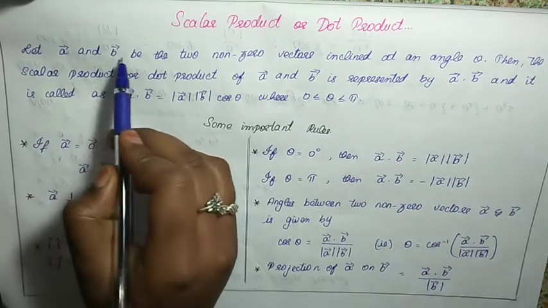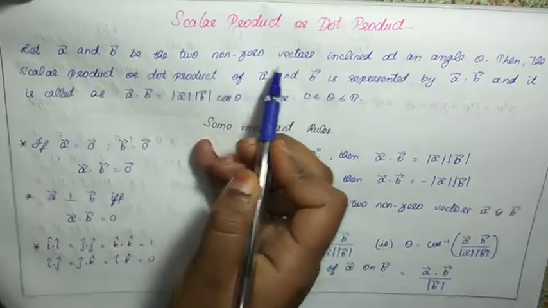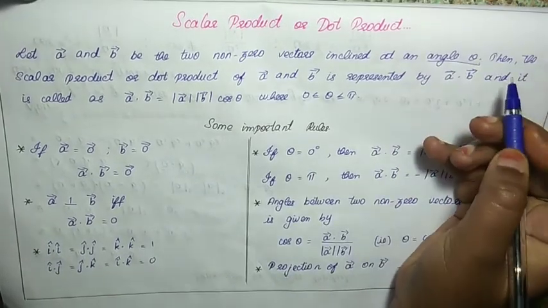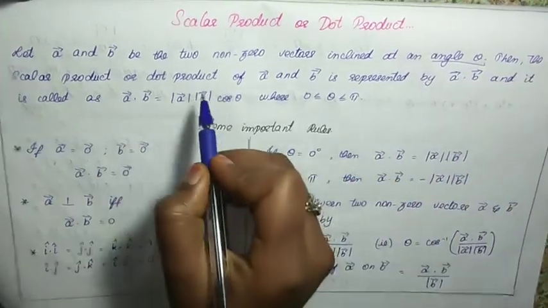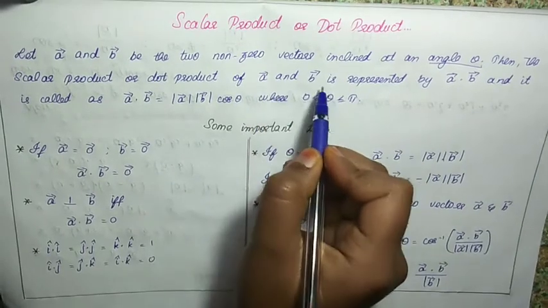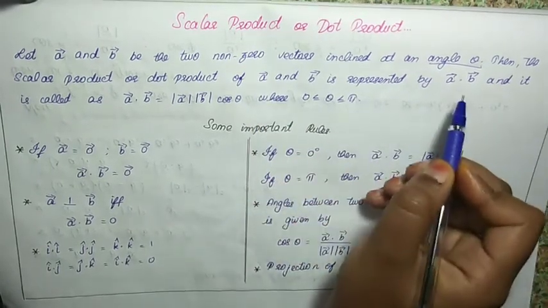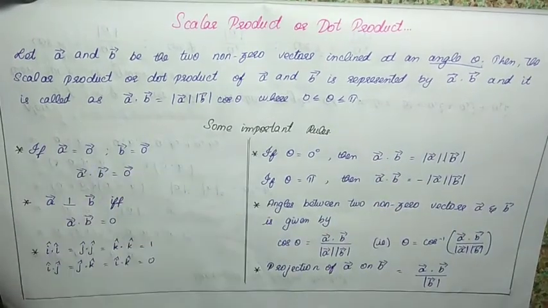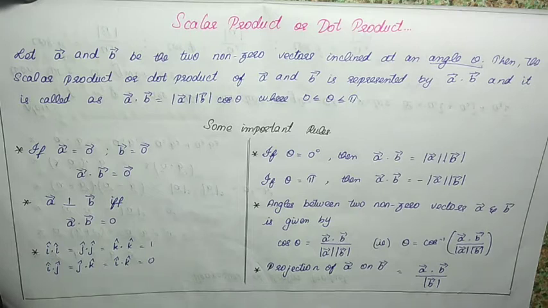Let a vector and b vector be two non-zero vectors inclined at an angle theta. Then the scalar product or dot product of a vector and b vector is represented by a vector dot b vector, and it is defined as a vector dot b vector equals mod a vector, mod b vector into cos theta, where 0 is less than or equal to theta, less than or equal to pi.